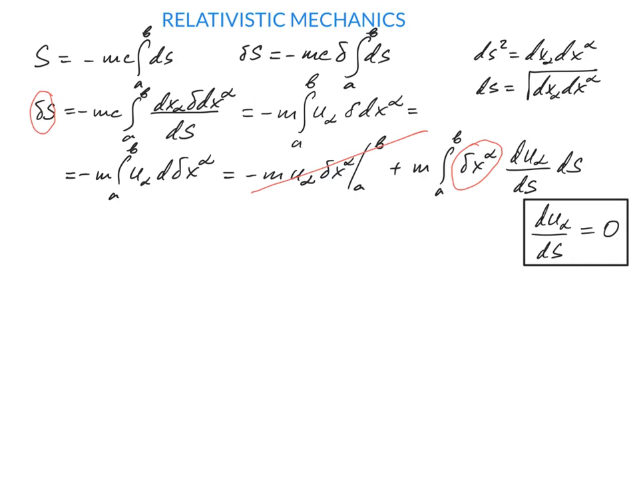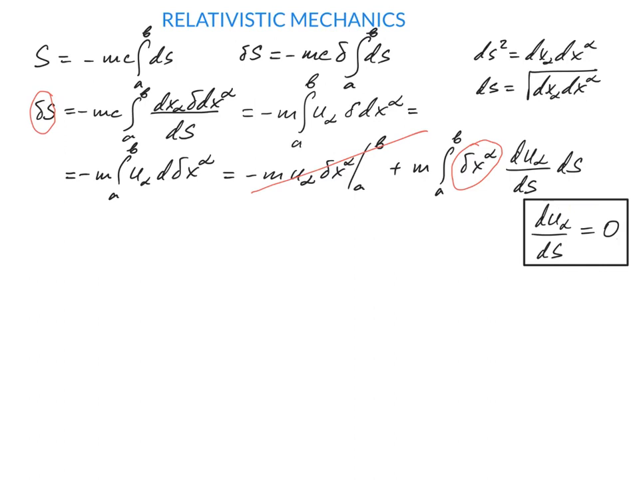Now, let us come back. So here we have the expression for the variation of the action. So to find out the equation of motion, we assumed that the world points A and B are fixed. So this free term was set to 0, and then the requirement that the second term has to vanish for any variation of the trajectory delta x alpha leads to the equation of motion du alpha by ds equals 0.